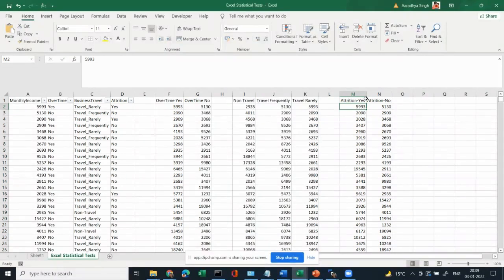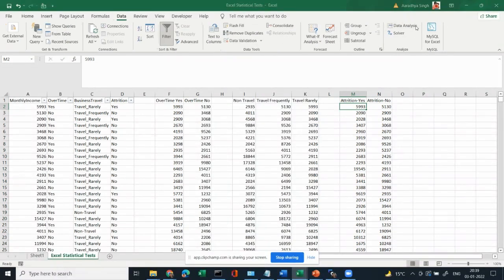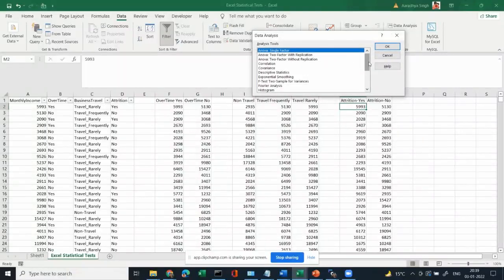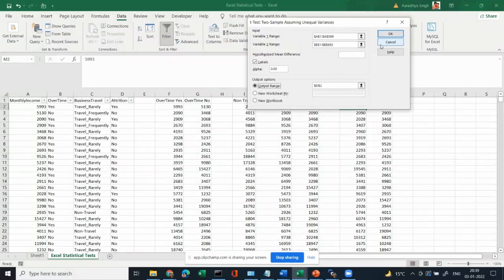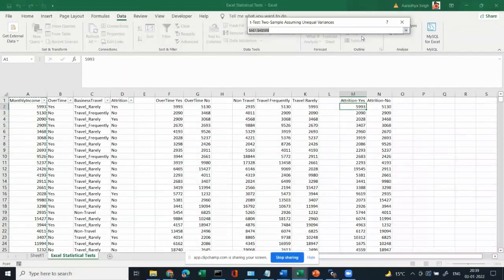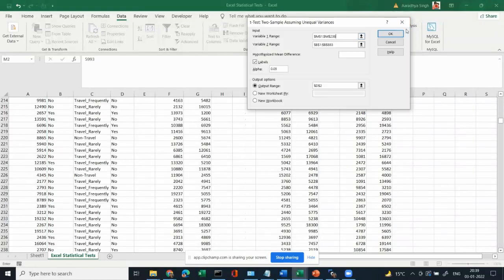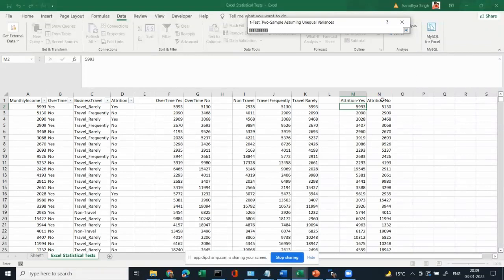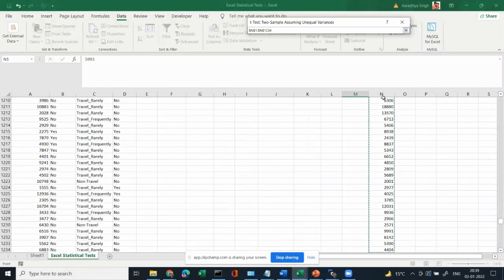Once we have the data ready, we can go ahead with our test. So I'll go to Data, Data Analysis, and this time again we are going to do t-test two sample assuming unequal variances. We will put the selection range. So first is attrition yes, and for the second variable it is attrition no cases.